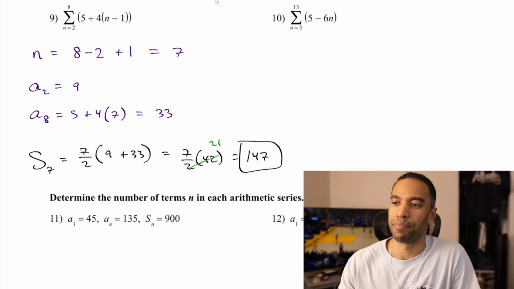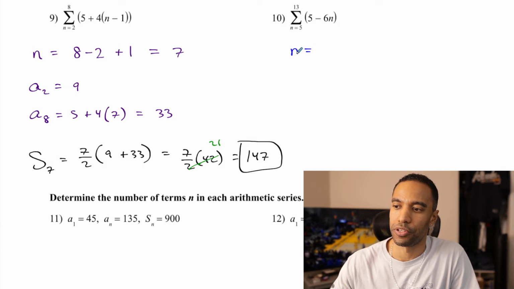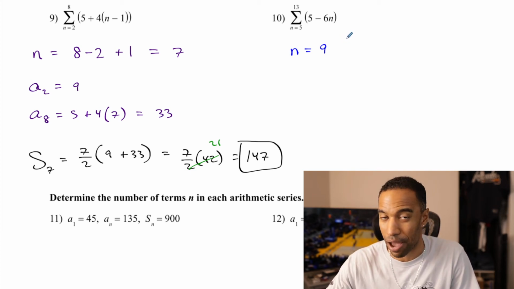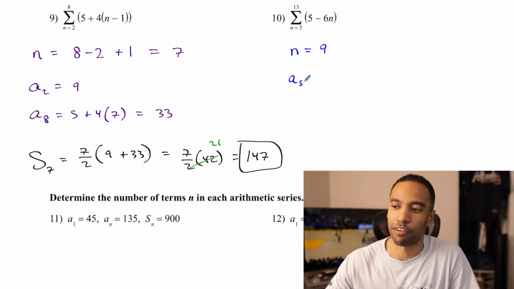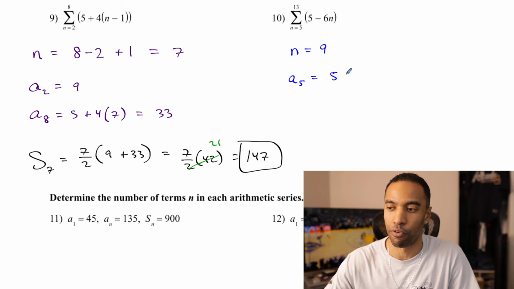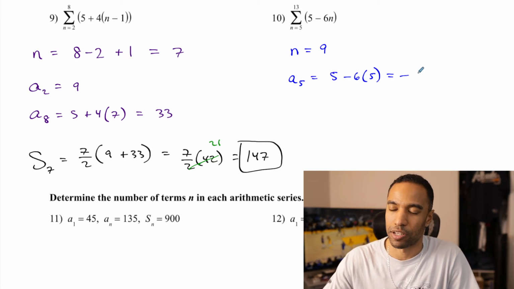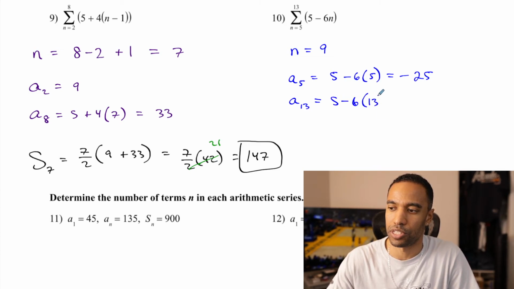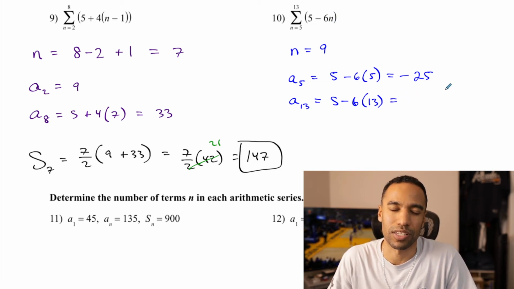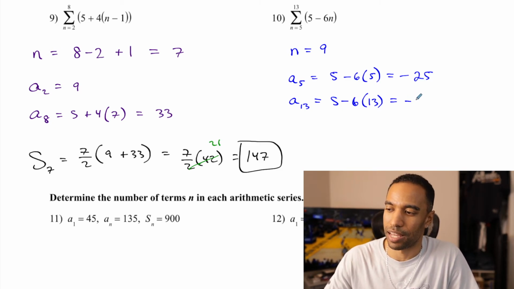All right, on number 10 here, we got to find the number of terms n. 13 minus 5 is 8, plus 1 is 9. From 5 to 13, there are 9 terms counting 5. Don't forget to count 5. Now I need the first term, which is a sub 5, not a sub 1, and that is 5. This is not that other form, so it's best to probably plug it in. 5 minus 6 times 5, 5 minus 30 is negative 25. And then a sub 13 is 5 minus 6 times 13. Remember, there's no minus 1 here. I almost messed myself up there. 6 times 12 is 72, so 78, so negative 73.